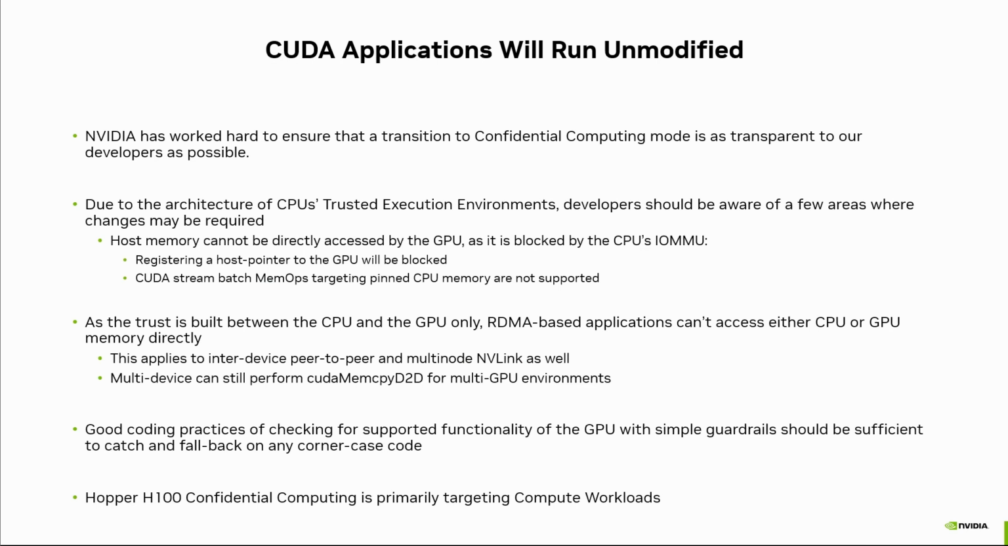Now, a lot of times we get the question of, okay, this confidential computing sounds really interesting, but am I going to have to change the way I run my code? Do I need to change my stacks? Do I need to fundamentally change an application that might already be compiled and operating today? And the answer is we worked really hard to ensure that this transition would be as transparent as possible. So due to that architecture and how the CPUs handle trusted execution environments, there are going to be a few areas where changes are required.